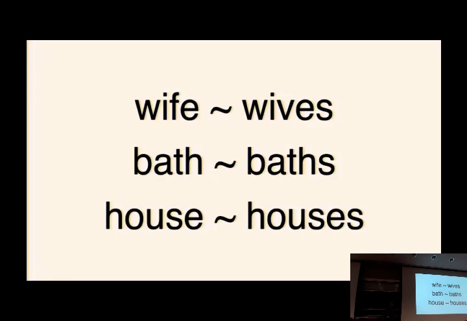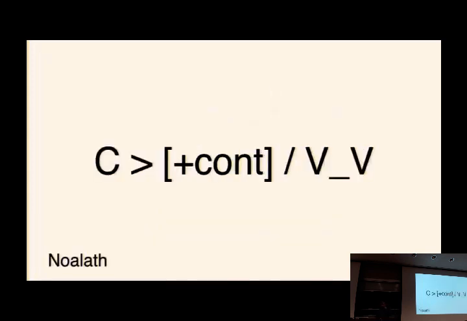I guess baths is a little. Anybody say houses? Okay, couple people. All right. We're losing these slowly but surely. But at one point in time, yeah, wife, wives, bath, baths, house, houses. Nice little regular, semi-regular phonological pattern there. So this is something that, of course, should probably be in a naturalistic language.